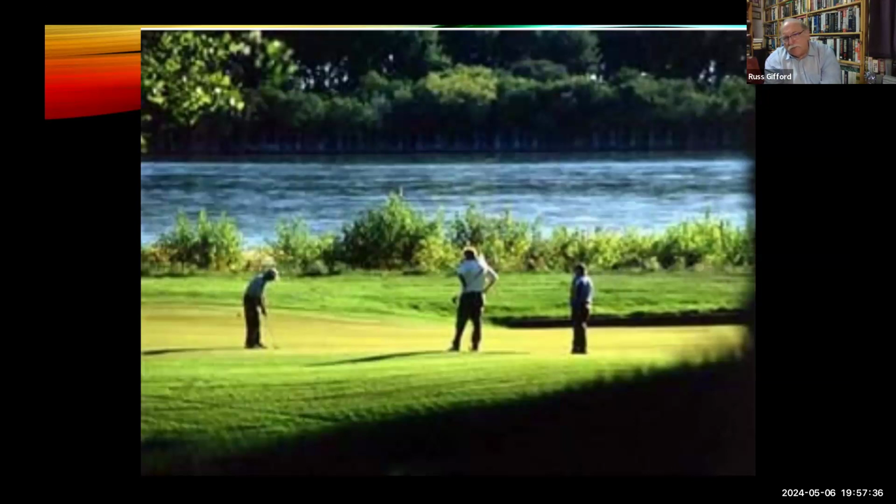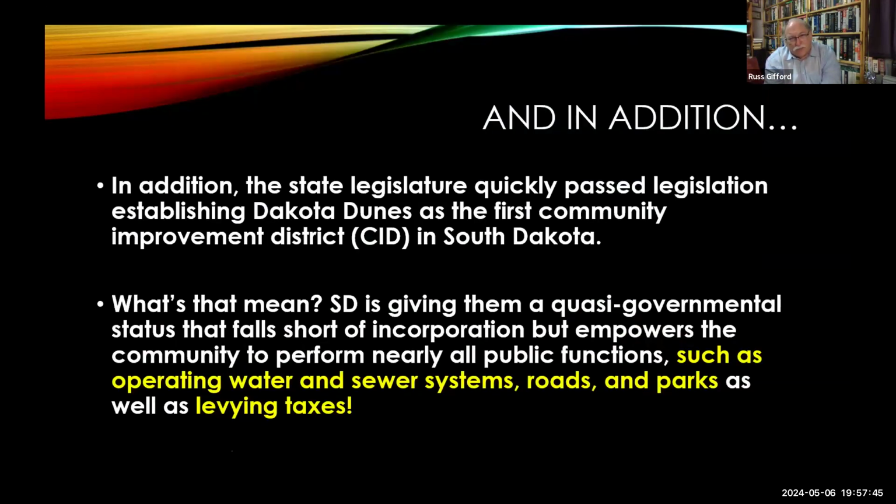We have to go in an opposite direction to make that work, but you know what? We can do this. He got interested and excited about it. And in addition, the state legislature quickly passed legislation establishing Dakota Dunes as the first community improvement district. Now, what's that mean? That means South Dakota is giving them quasi governmental powers. They do not have to elect a board, they are the board.